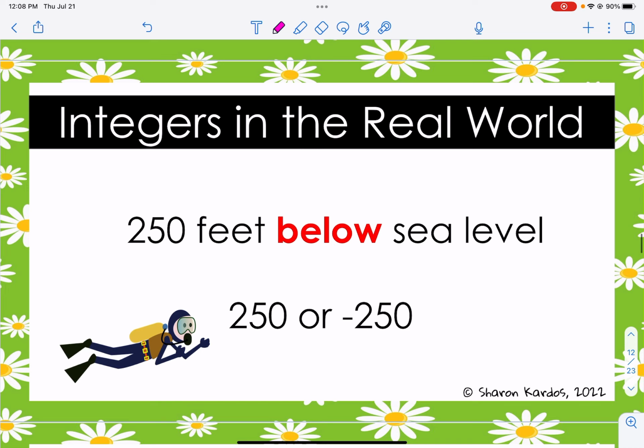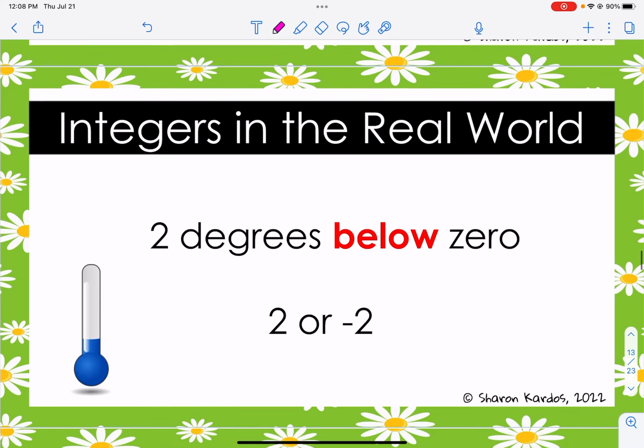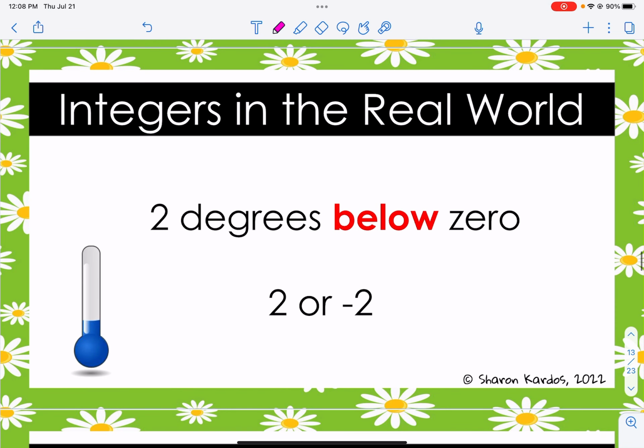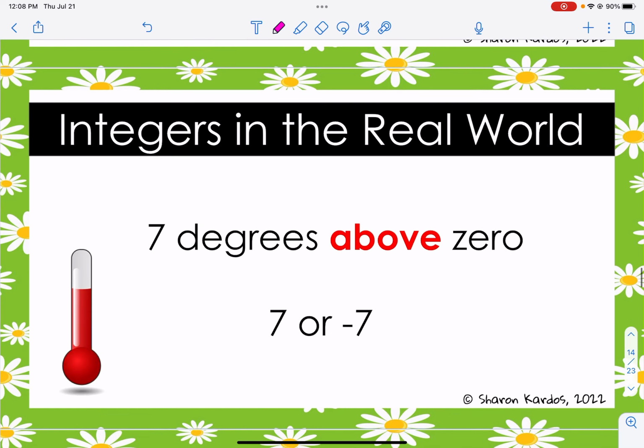So below sea level, kind of told you this one already, huh? Scuba diver there, he's 250 feet below sea level. We're going to consider that to be negative. 2 degrees below 0. Think about what you think it would be. And hopefully you said -2. And if it's above 0, we're warming up a little bit. Even though 7 degrees is not very warm, it is above 0, so we're going to make that +7.